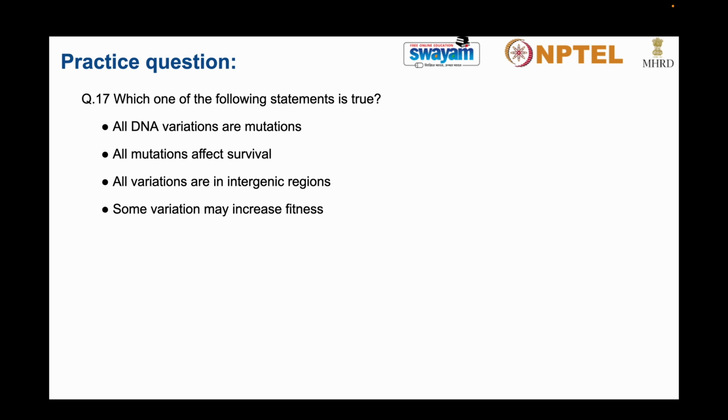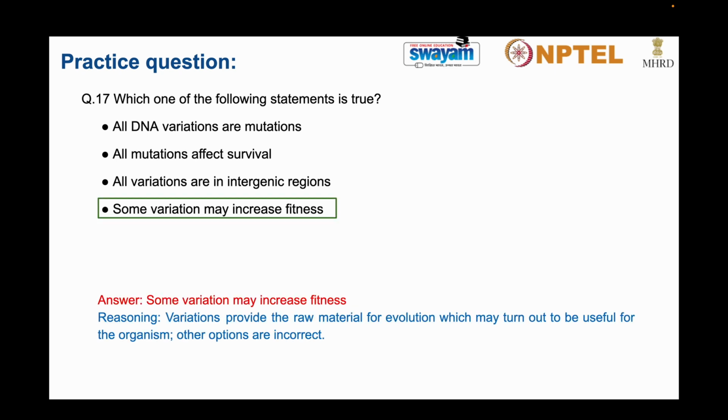Okay. This time many students have mentioned option 4 as the right one. Now let's see. Okay, it's right. So the true statement is that some variations may increase fitness. Now option A says all DNA variations are mutations. It's not right, because not all DNA variations are regarded as mutations.